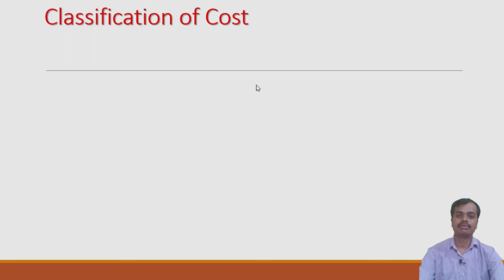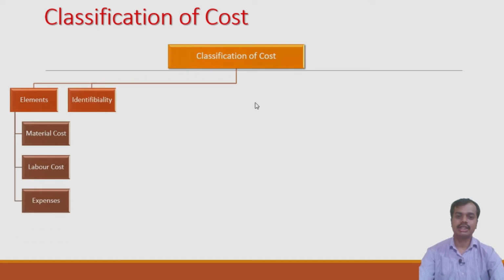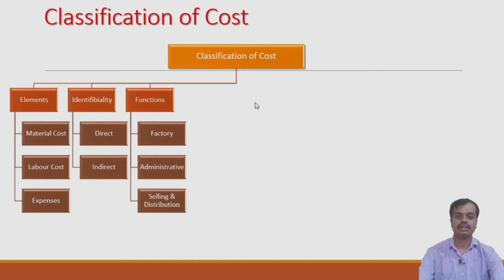Let's see the diagram of classification of cost. Classification of cost is done on various bases. First basis is elements. Under element, cost is classified as material cost, labor cost, and expenses. Next is identifiability. Under this, direct cost, indirect cost. Next is function wise. Factory cost, administrative cost, selling and distribution, and research and development.